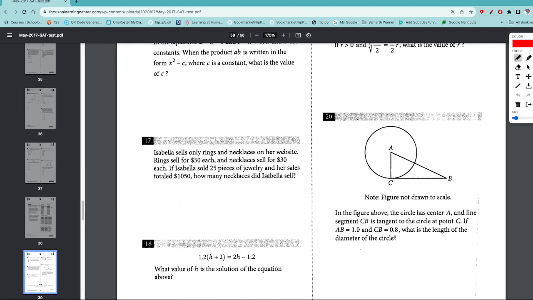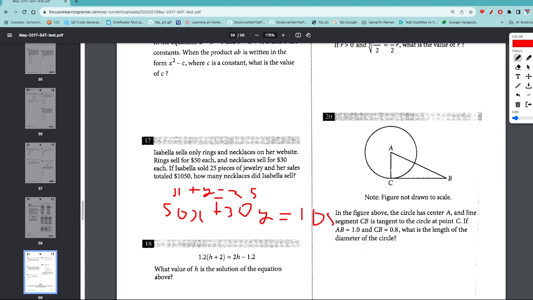Isabella sells only rings and necklaces on her website. Rings sell for 50, each necklace for 30, and she sells 25 pieces usually. Okay. So we could do, I prefer to do x and y for these, but you can make another equation. And then we have 50x, I guess 50 is the rings, and 30y, which is the necklaces, and that's for 1050.